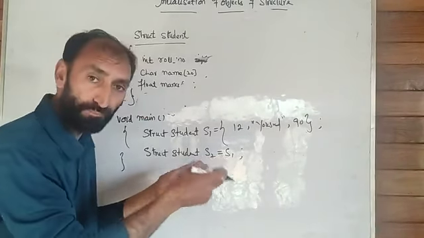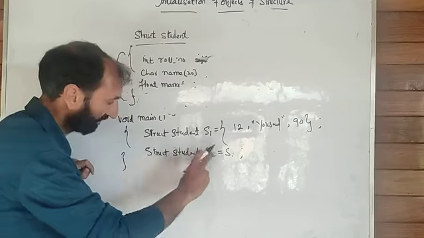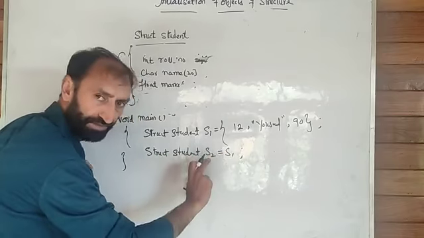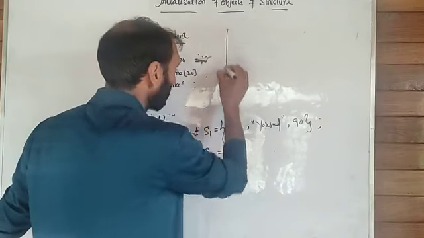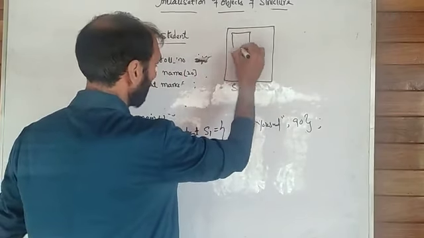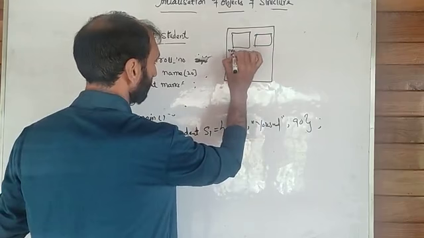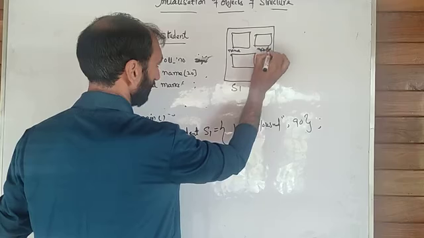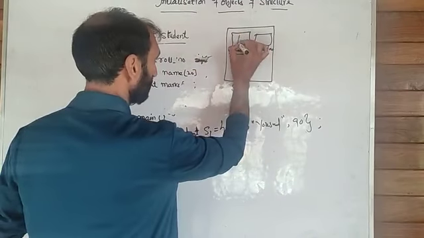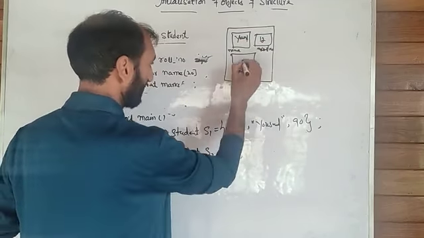This means that it's a copying. The object S1 is copied to S2. Here I have declared an object S2, and the values of S1 are going to be copied to S2. What are the values of S1? In the memory, this is the memory allocated by the memory manager for S1, for example. Here is the name, here is the roll number, and these are the marks. We've got three members. Name is Yousuf, 12 is the roll number, and 90 marks.